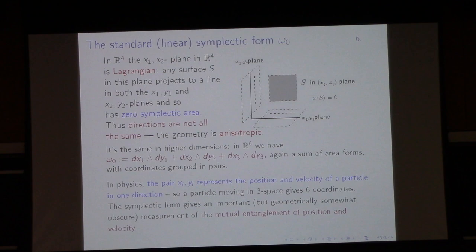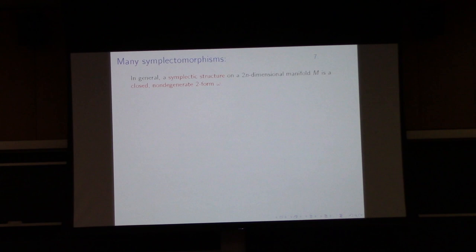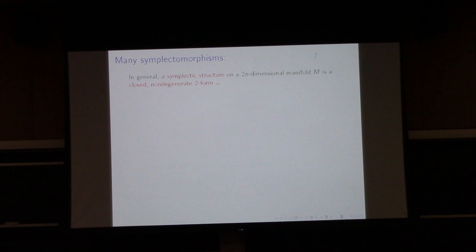Now, if you work on a general smooth manifold, you have an even dimensional manifold. And the symplectic structure is a closed non-degenerate two-form. So the closedness means that d omega vanishes so that you have this flabby measurement property. So if you're measuring the area of the surface, it only depends on the boundary. That's if it's a little piece of surface. Of course, it depends on the topology.